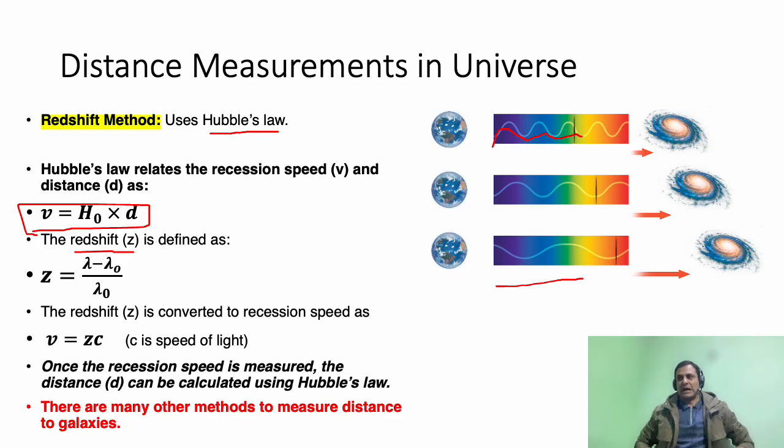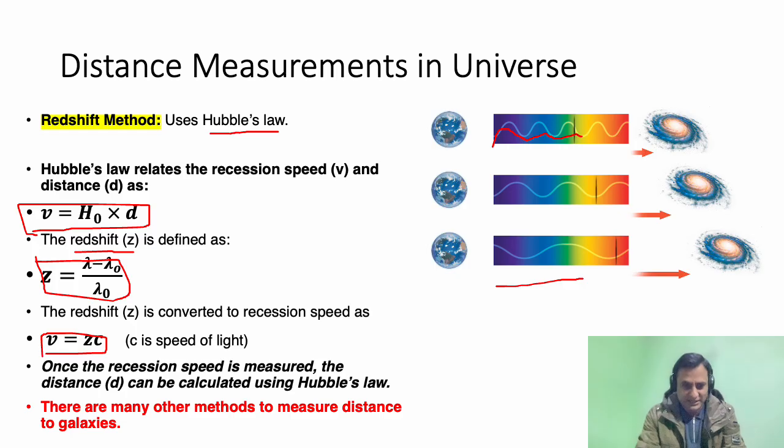So suppose a photon was emitted from the galaxy. If I know what the wavelength was when it was emitted, and then I observe the wavelength through the telescope, then according to this relation I can calculate the redshift. Here lambda is the initial wavelength when the photon was emitted, and lambda O is the observed wavelength. So according to this relation we can find the redshift. Once we find the redshift, it can be converted to the recession speed using this relation: v is equal to redshift multiplied by c, where c is the speed of light.